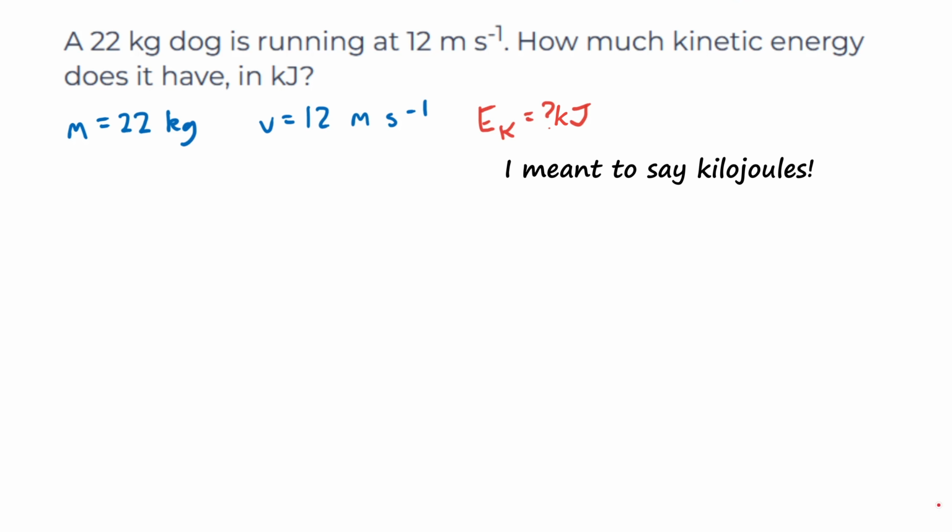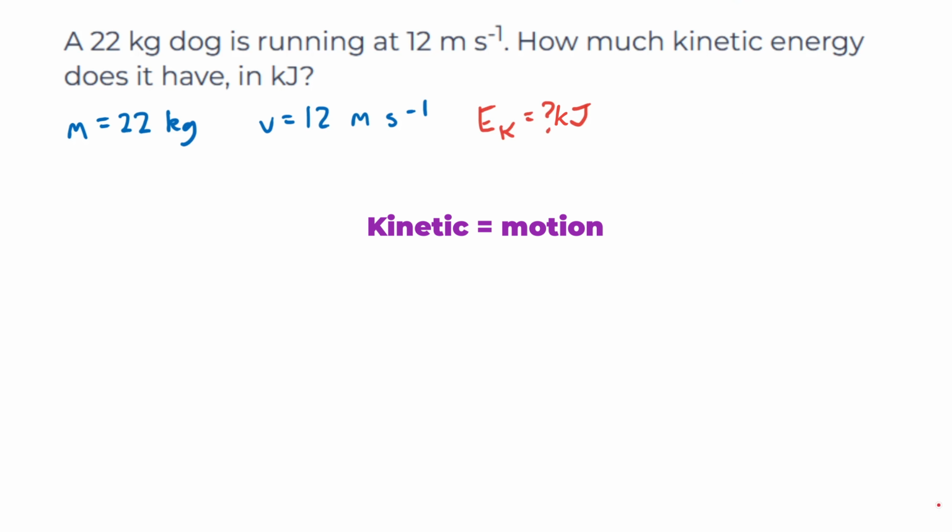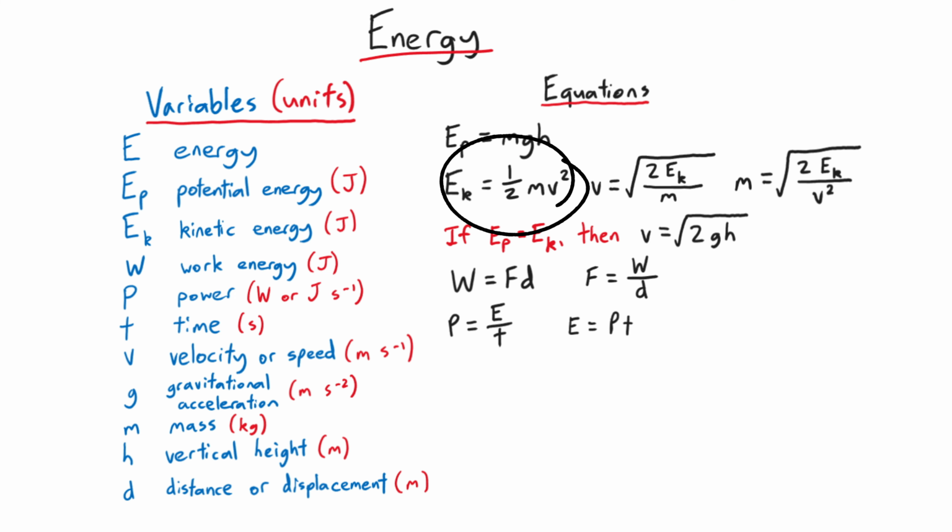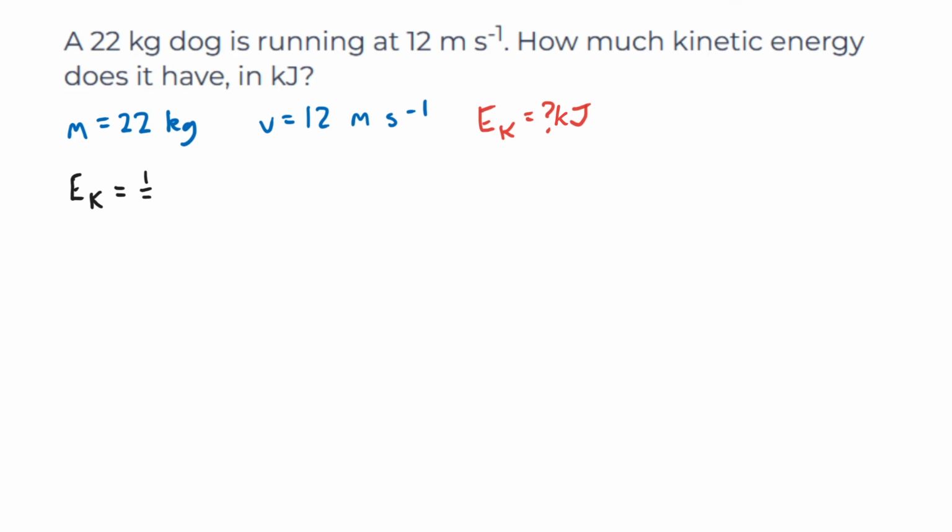All objects that are in motion will have kinetic energy. The word kinetic comes from the Greek word kinesis, which means motion. Notice that we have been asked to find the answer in kilojoules. The usual unit for energy is joules. The equation for kinetic energy is half times mass times velocity squared, or half mv squared.